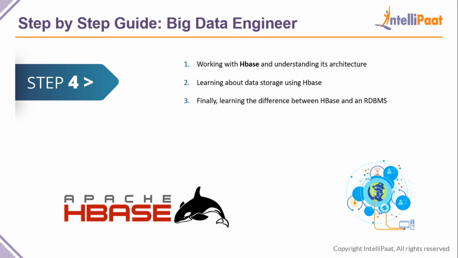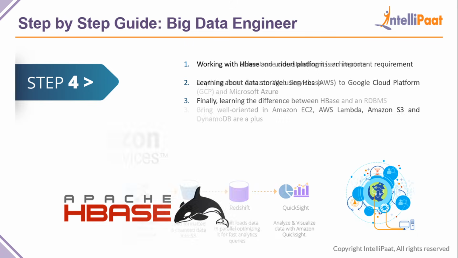And step number 4 is a pretty simple one compared to the other steps, because here you'll be working with a tool called HBase. Again, it's from Apache, and you'll be understanding its architecture as well. So you do this basically to understand how data storage works in HBase, guys. And after you have understood HBase, you'll go on to learn the difference between HBase and an RDBMS. An RDBMS is a relational database management system, and it is very important and vital that you guys understand the difference between an RDBMS and HBase, guys.